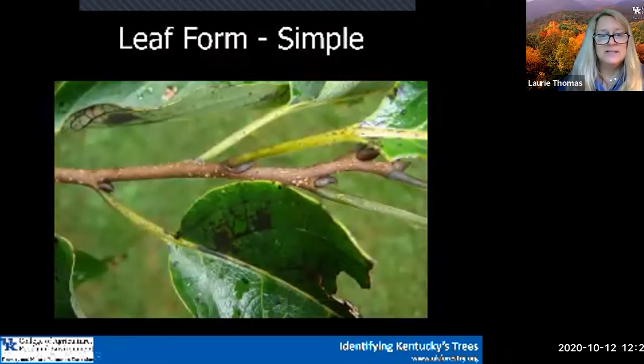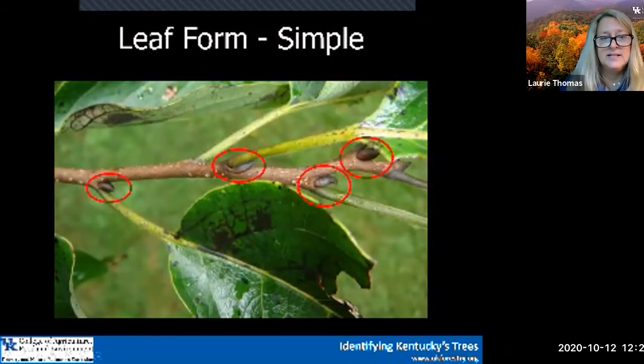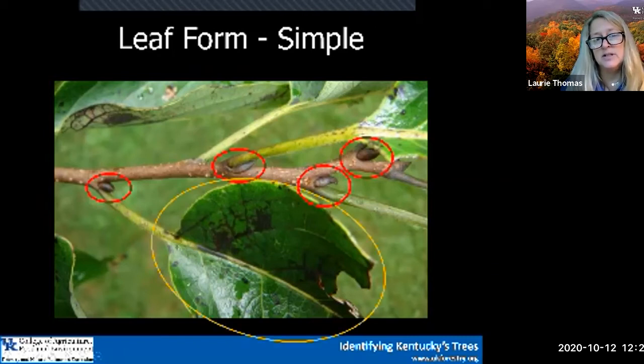So let's just look at some live pictures here. So we've got buds, we've circled our buds, and we've got a stem. And then from that stem, I have one blade. So this is simple leaf form. We've got just the one blade.